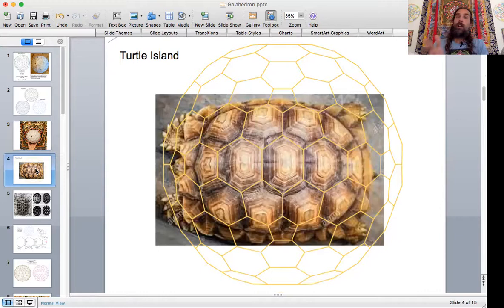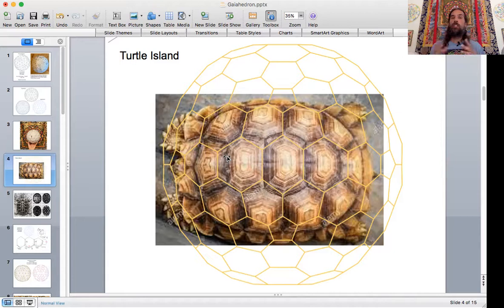When I first saw the Gaiahedron and built it, this one here, and looked at it from this angle, it reminded me of a turtle shell right away. I was picturing the turtle shell and the hexagon structure here in the middle, which starts to morph into more of a pentagon shape as it follows that curvature. The turtle shell is a beautiful demonstration of these hexagon plates.